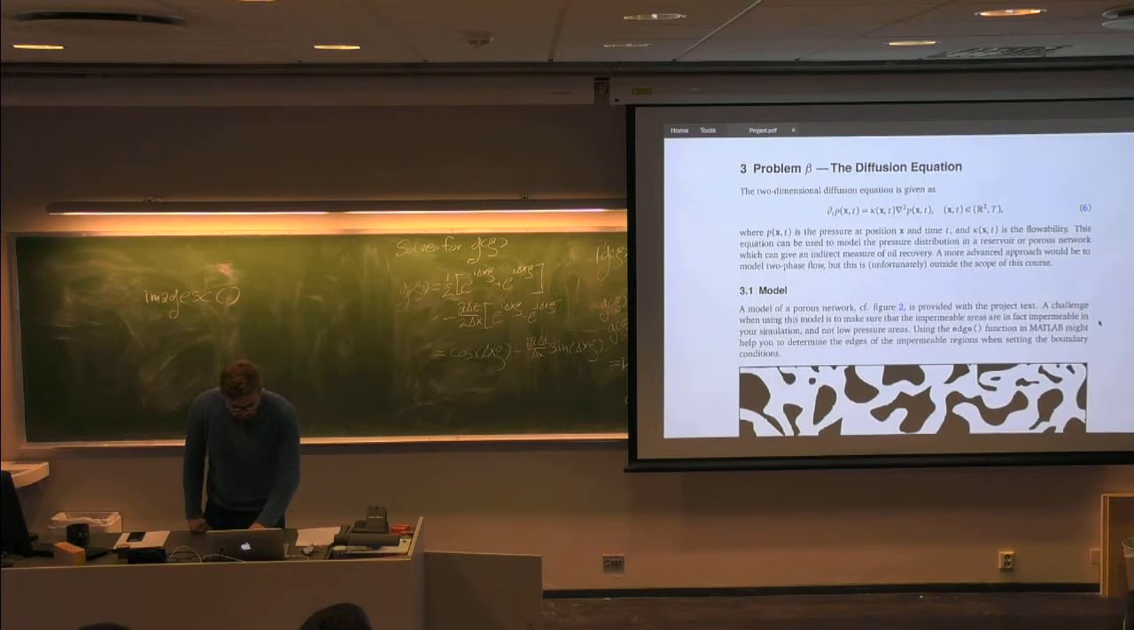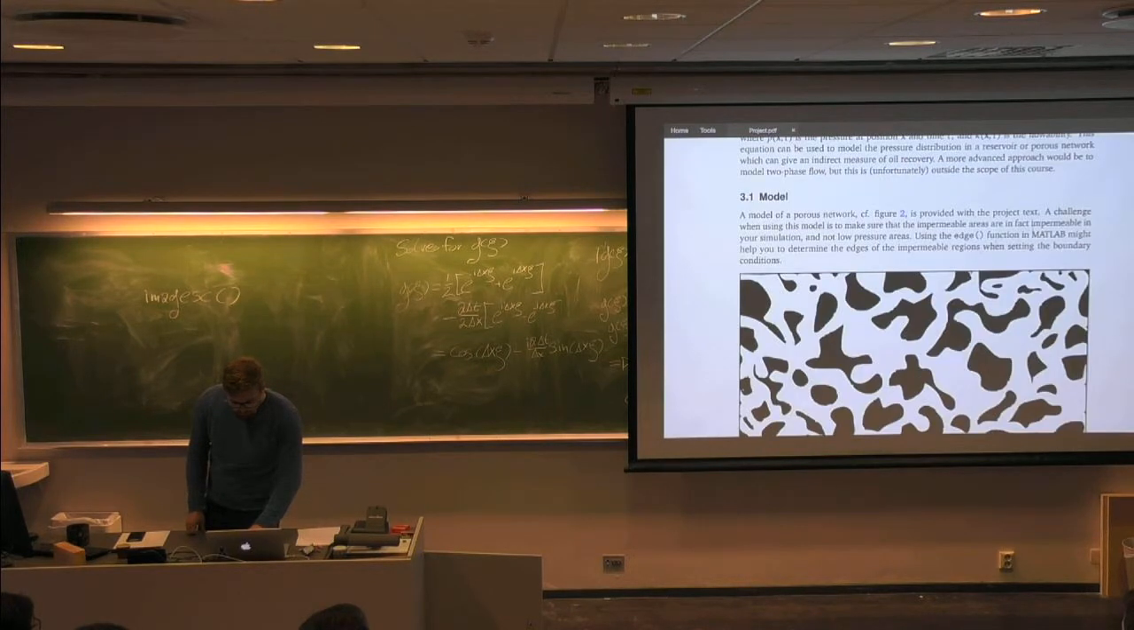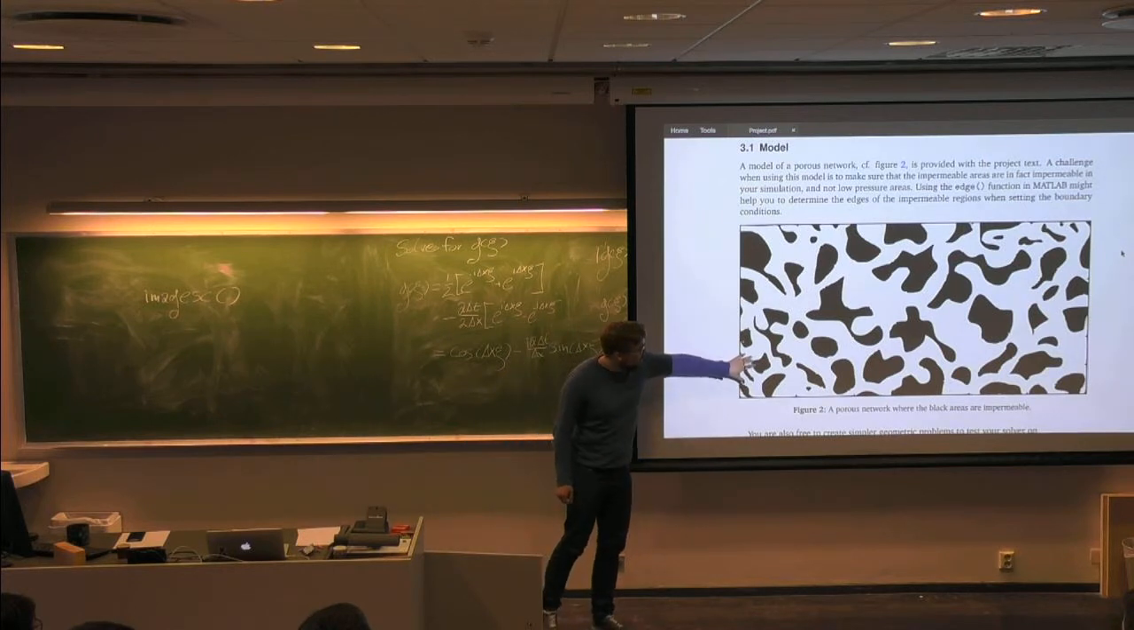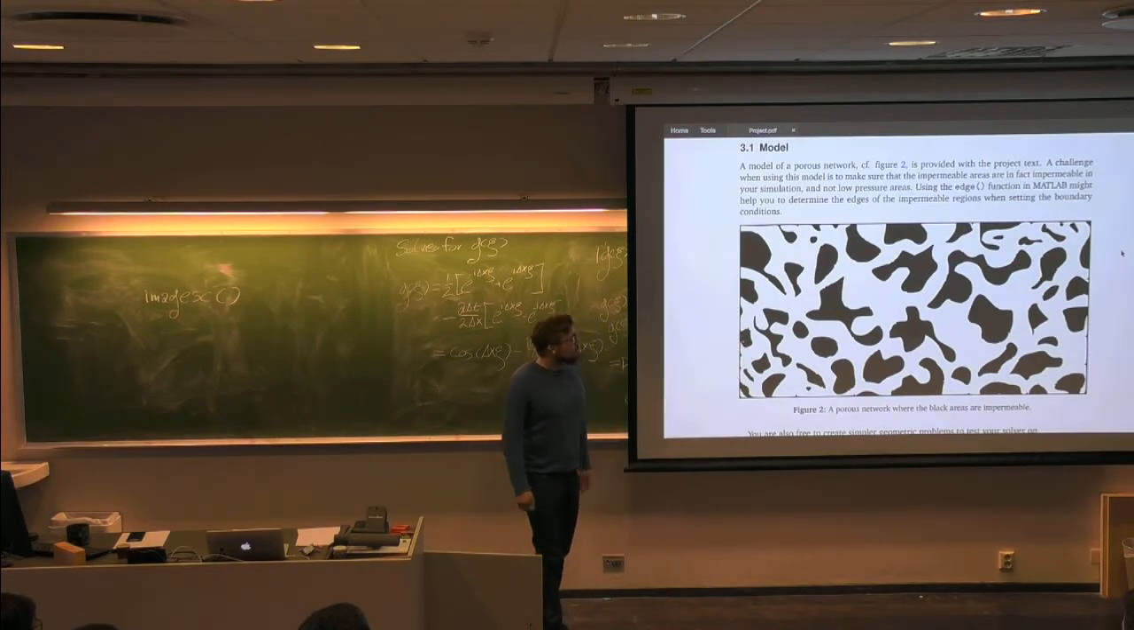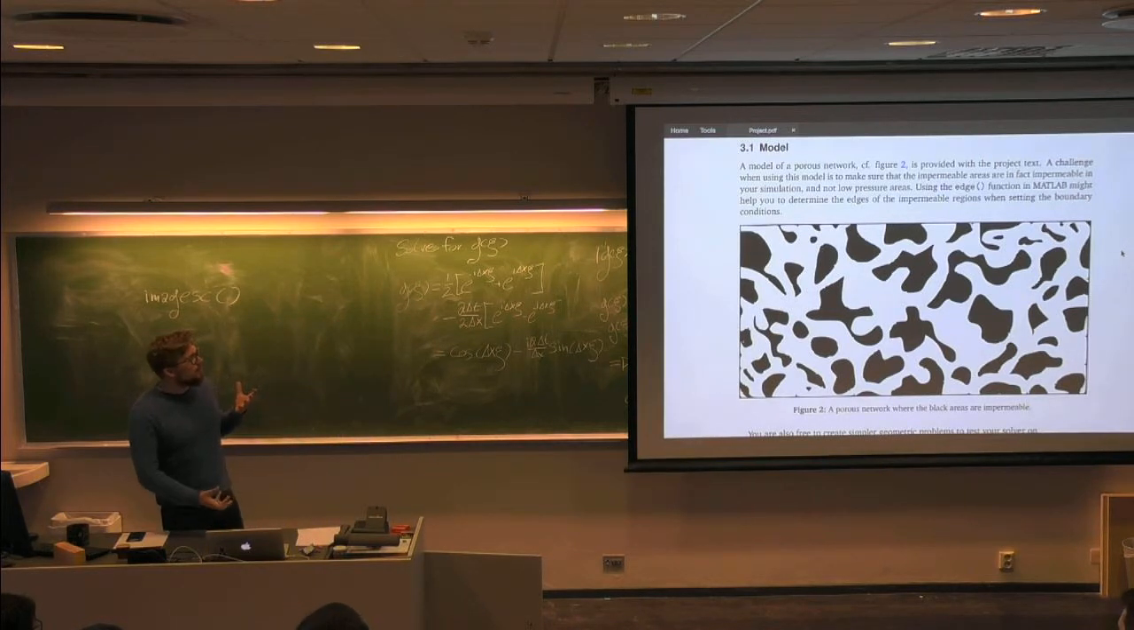And then problem beta is the two-dimensional diffusion equation. So again, this is just pressure. I've provided a model that looks like zebra stripes. You're not required to use this model if you don't want to, but it illustrates a porous network, and then you can see how the pressure is distributed inside this porous network. But for both problems, it's best to just look at homogeneous models first, so you see that it works.